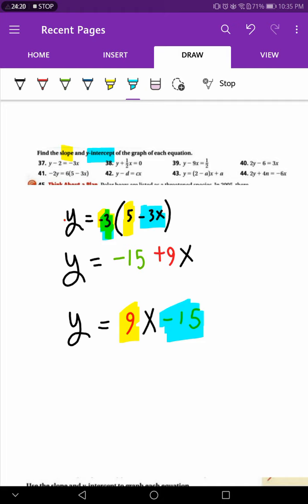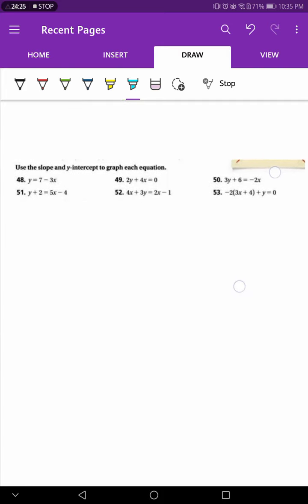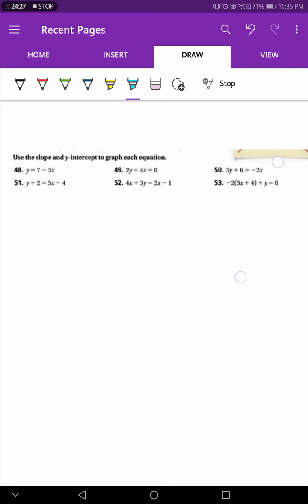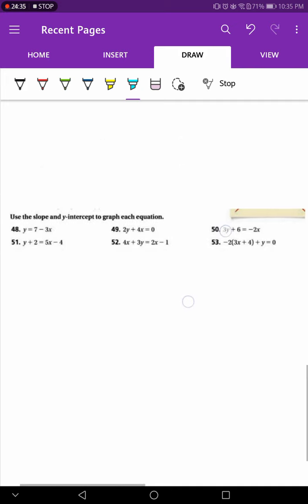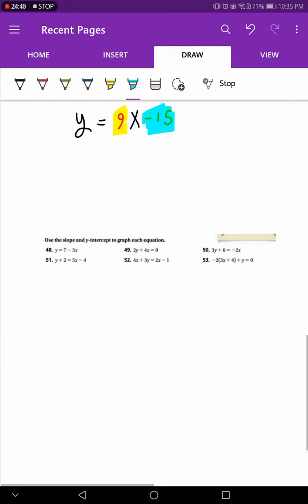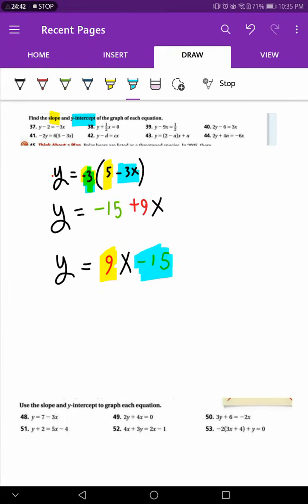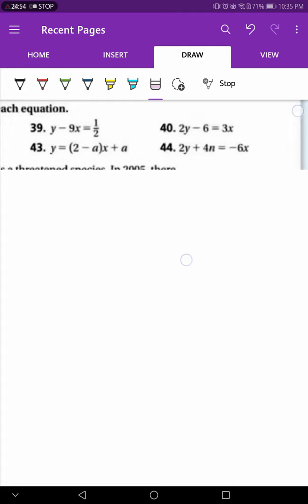Okay, that's enough here. Let me check what we have here. Use the slope and the y-intercept to graph each equation. We can do it in the next video actually, because I need grids here to make your life easier. Because of that, I can take one example here, my dear student. So this lesson needs 3 long parts. Choose one, which one do you like?